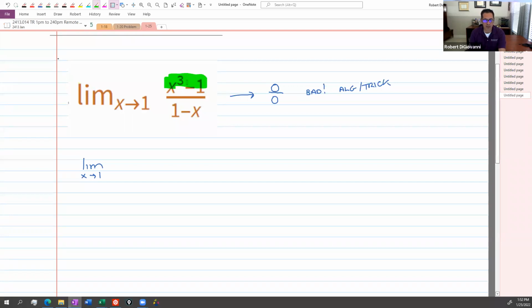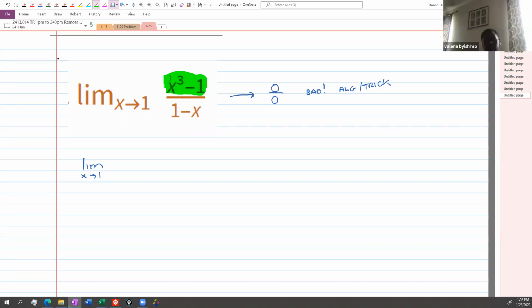Anybody recognize what that is? What was the previous problem? Previous problem was a what? I factored it, I called it a what? Difference of squares. What is that? It is a binomial, but it's special. It's a difference of cubes. And there's a formula for that.